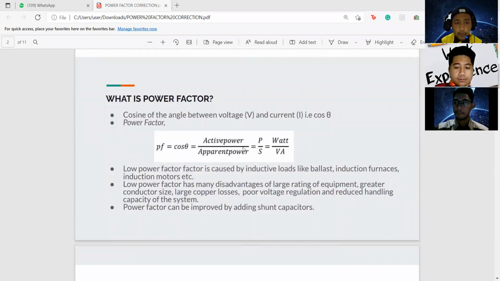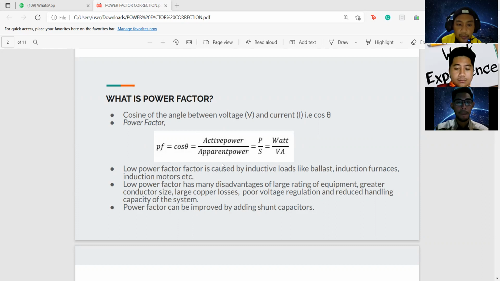So, for the first one, what is power factor? Power factor is the cosine of the angle between voltage V and current I, for example, cos theta. As you can see from the formula, power factor equals cos theta, which is active power over apparent power, P over S, and the unit is watt over VA.